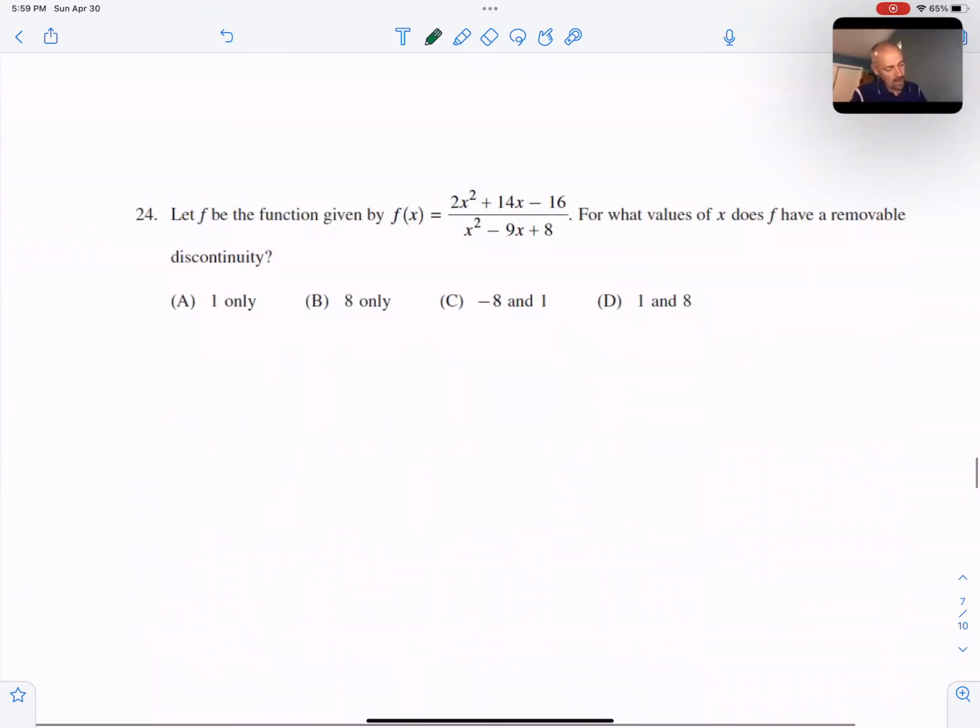Okay, let f be the function given by that function. For what values of x does f have a removable discontinuity, also known as a hole? So what we're looking for here is, do we have a common factor in both the numerator and the denominator?